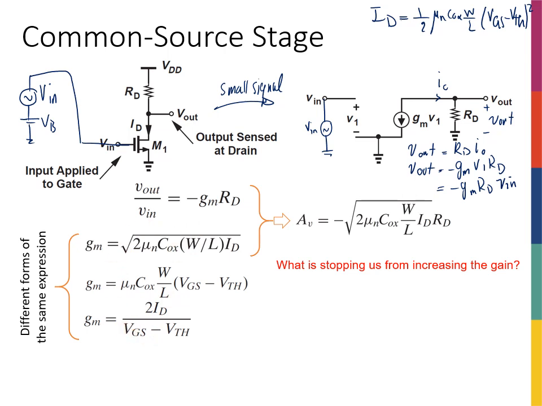Okay. Now for this case, I'm going to use the first equation. So this one, right? I'm going to replace this gm expression into this gain. So my gain is going to look like this: negative root square of 2 mu Cox W over L times ID, and then there's an RD outside of the root square sign.